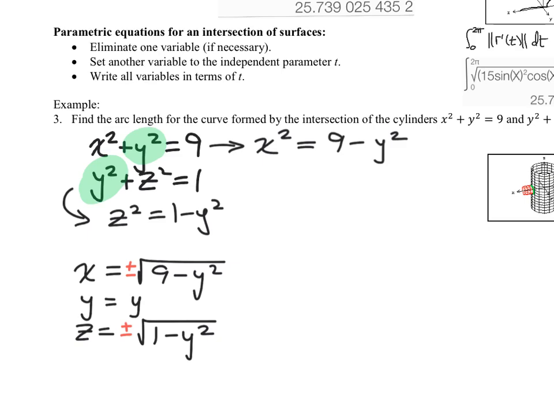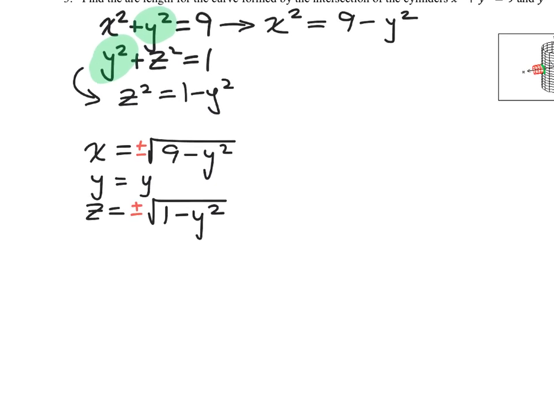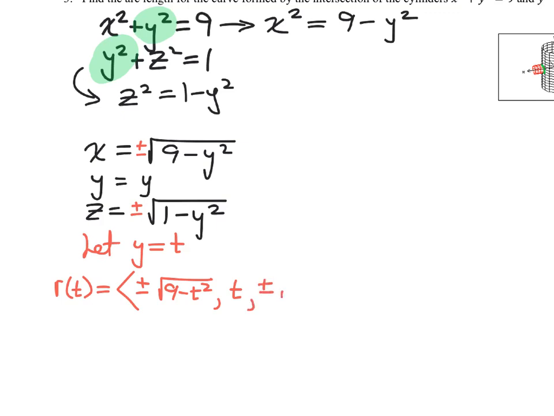Right? Now, typically we let it be in terms of t for consistency with the parametric model. So I'm going to let y equal t. And so my vector valued function r of t would then be plus or minus the square root of 9 minus t squared, t, and then plus or minus the square root of 1 minus t squared. All right, so that's the path.